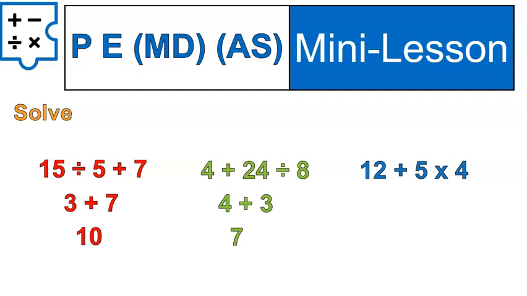Our final question, 12 plus 5 times 4. We have addition and multiplication. Multiplication will get done first, and then we will add.